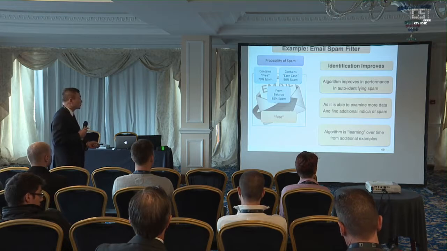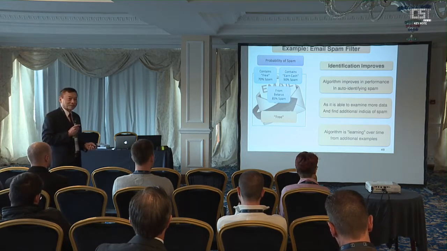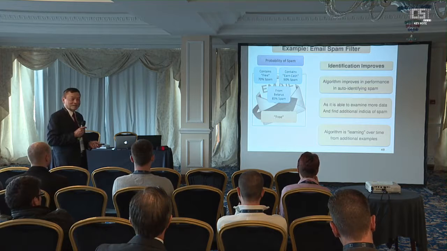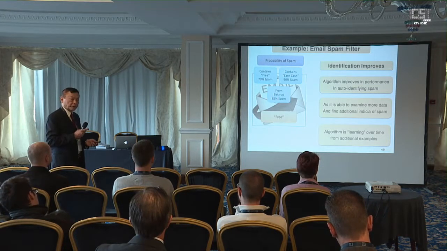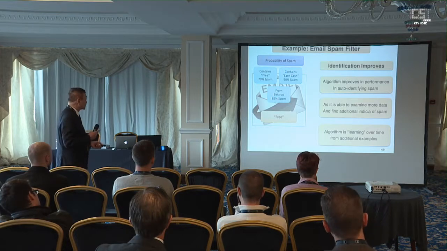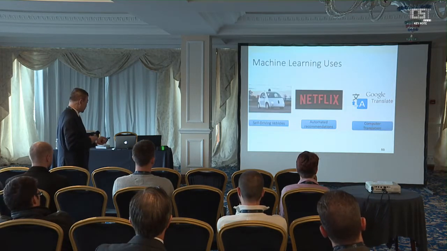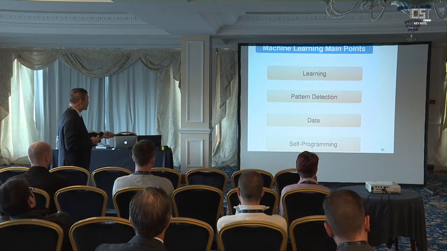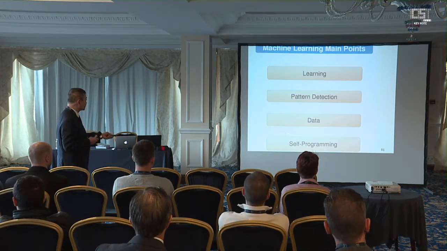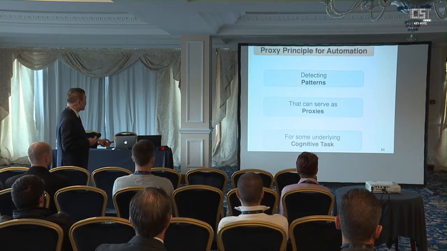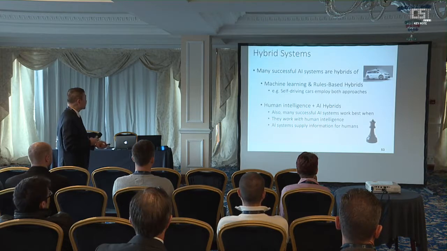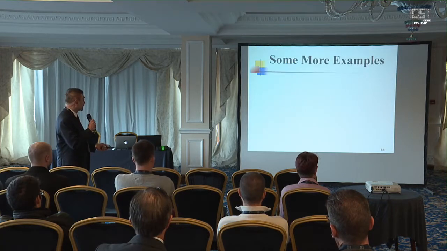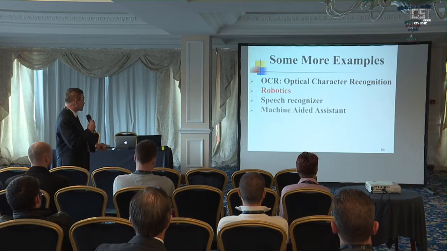It can also help us deal with emails. We receive thousands, I believe, of emails every day, and most of them may be just garbage. So how do you know which is garbage, which is really important? It can be filtered in advance. That's just an AI technique. Also driving without drivers. So again, learning, pattern, data, and self-programming. Those are the major steps of AI. Also called hybrid systems, using different systems together to maximize their advantages and strengths. And there are more examples such as OCR, robotics, and speech recognizers.